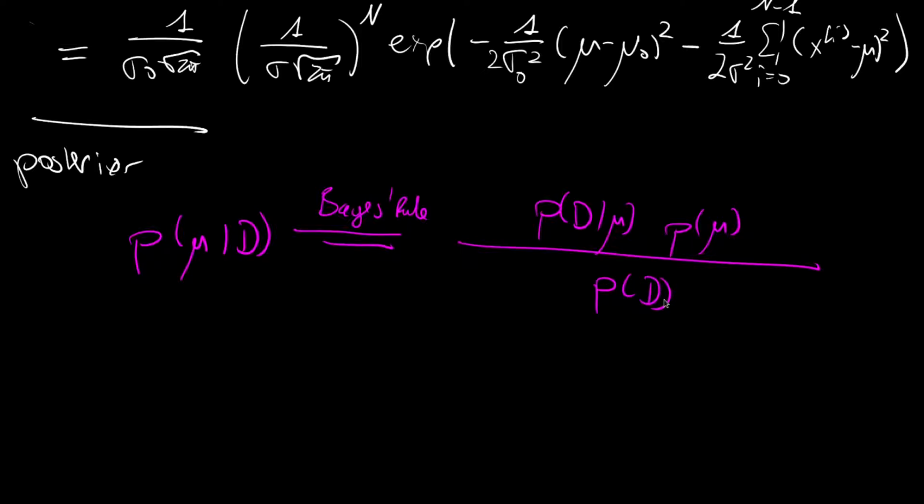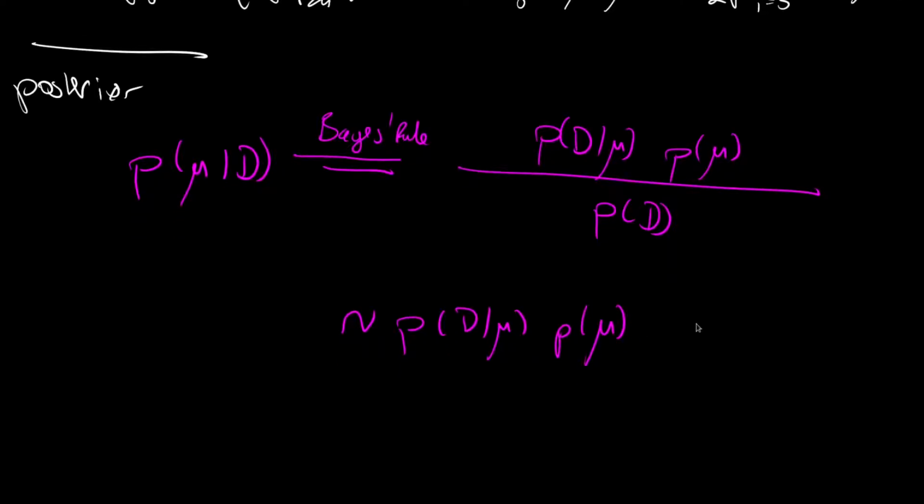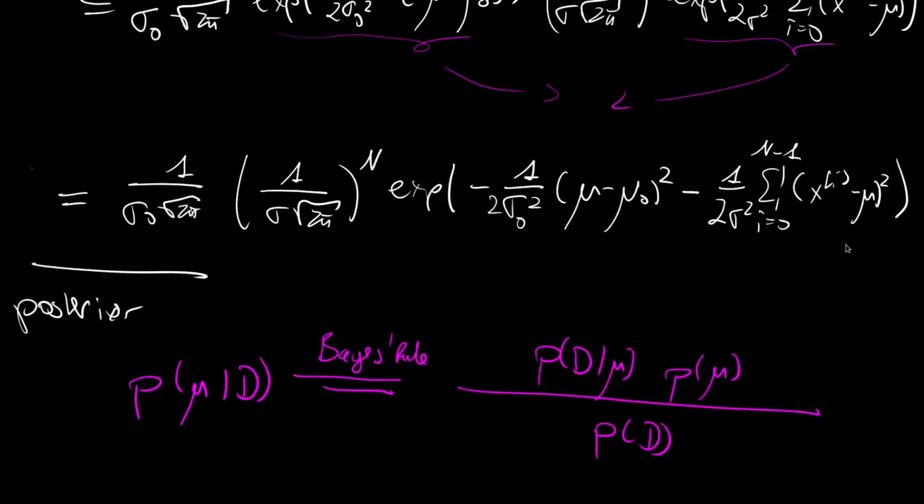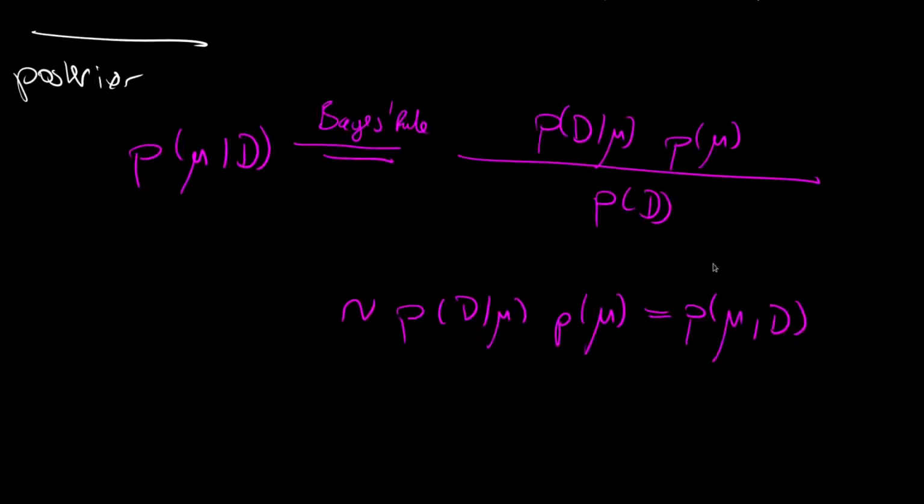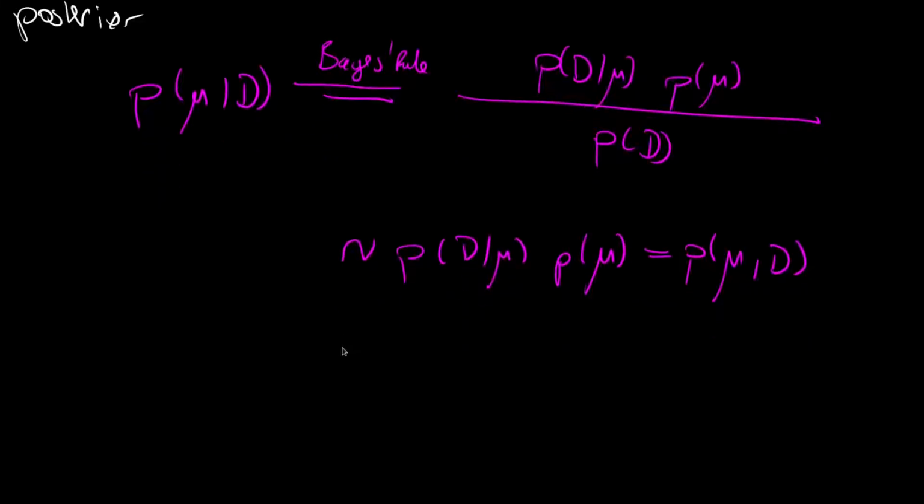And we don't want to calculate the marginal, so we are just working in terms of the proportional. And so we say this is proportional to P of D given mu times P of mu. And then we see, well, this is nothing else than the factorized joint, so that is P of mu and D. And essentially this is what we just calculated here. And then we see a general result that appears quite often when we use Bayes' rule, that the conditional is proportional to the joint.